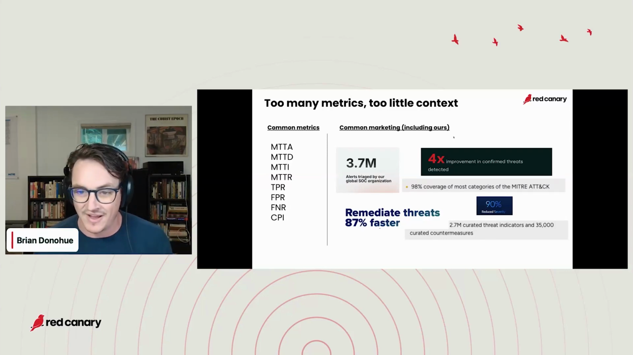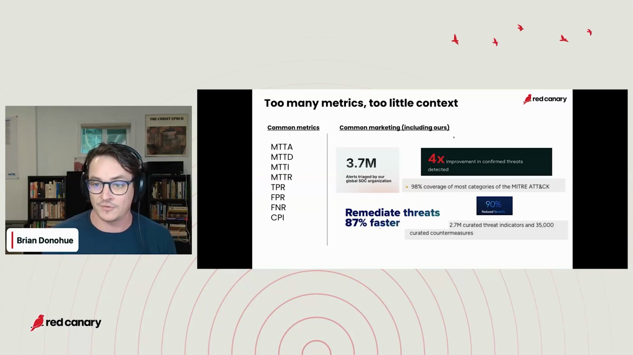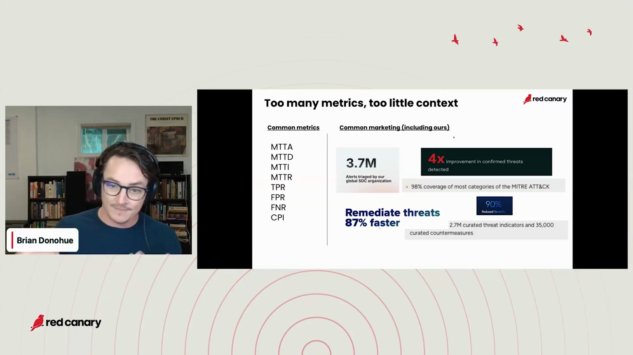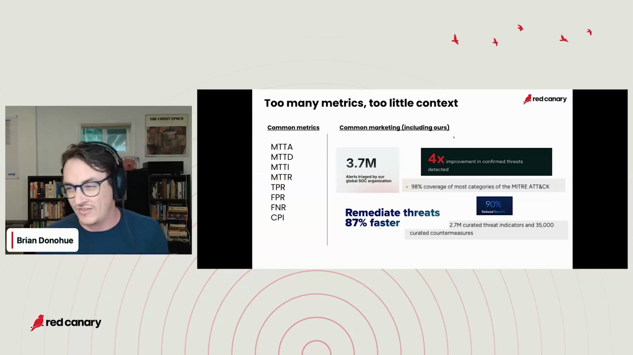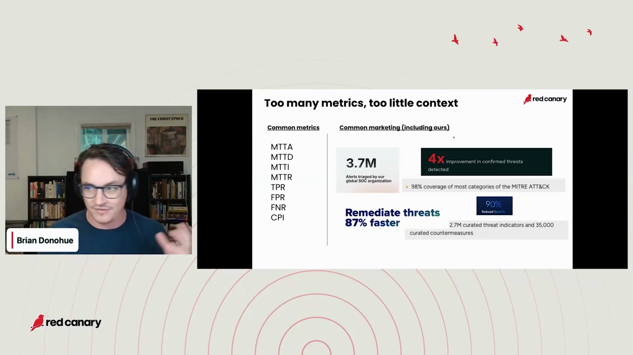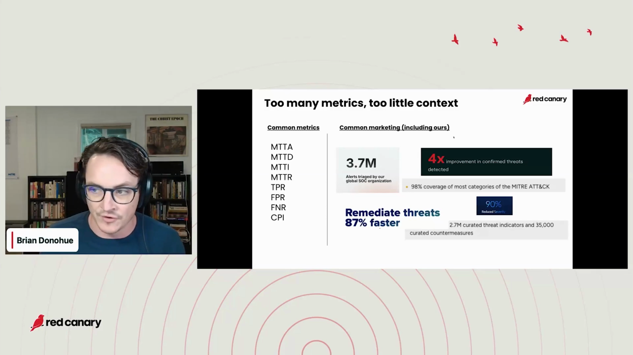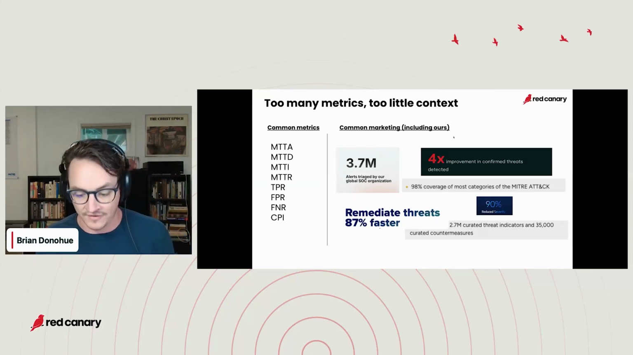We don't know what the baseline is. So picking on our marketing in particular, 4x improvement in confirmed threats detected, what's the baseline, right? Like 98% of coverage against most categories of MITRE ATT&CK. What does that mean? Do I really need 98% coverage of MITRE ATT&CK? Are all those things equal? So you can see this all gets a little confusing, particularly around how things get defined.